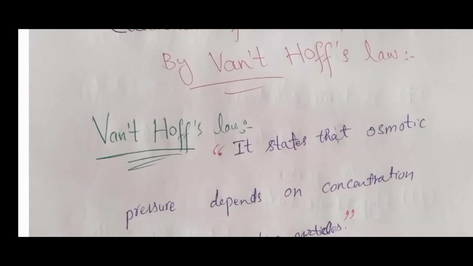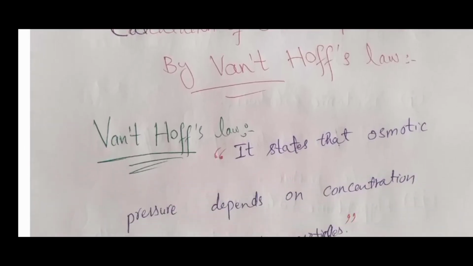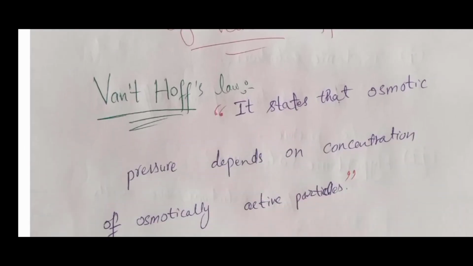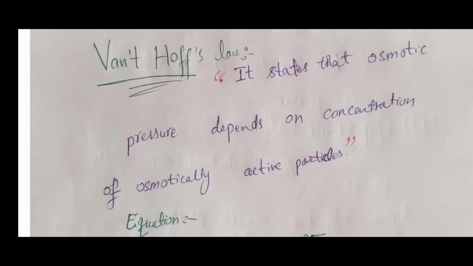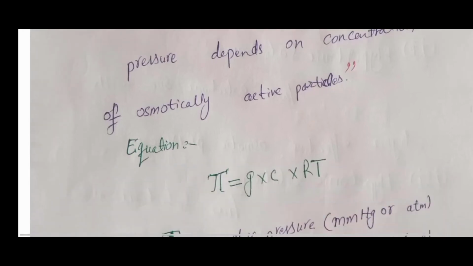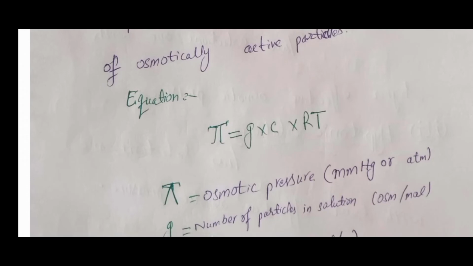How can we calculate the osmotic pressure of a solution? We use van't Hoff's law for the calculation of the osmotic pressure. According to van't Hoff's law, osmotic pressure depends on the concentration of the osmotically active particles. This is the statement for van't Hoff's law. The equation is osmotic pressure equal to G multiplied by C multiplied by RT.